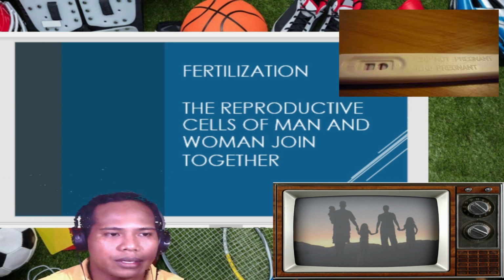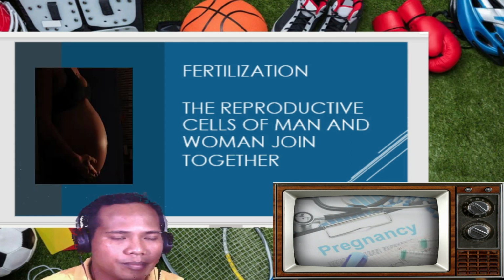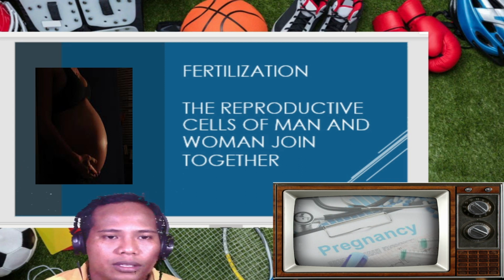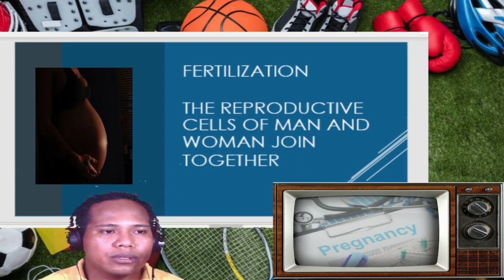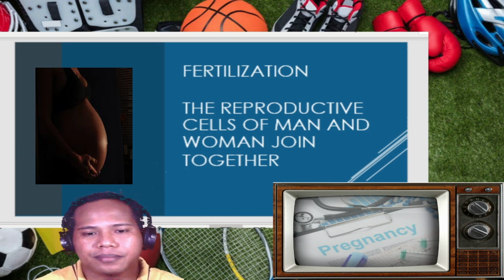This ball of cells enters the uterus and attaches itself to the uterine wall. The attachment of the developing cells to the uterus is called implantation.